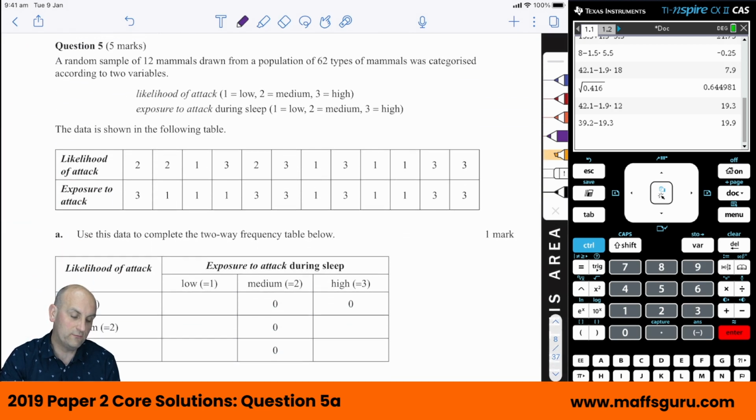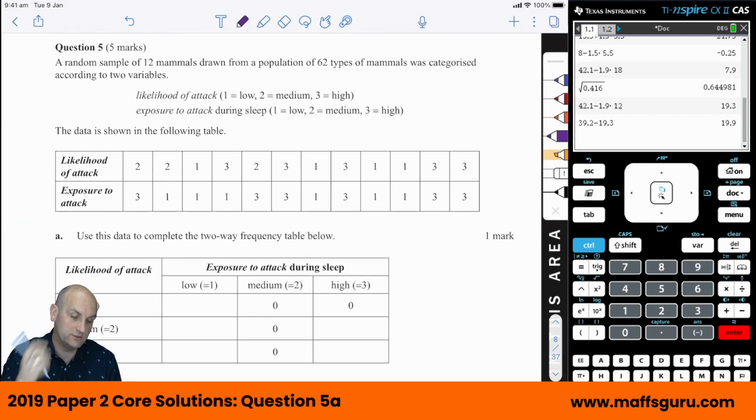All right, question number five. A random sample of 12 mammals drawn from a population of 62 types of mammals was categorized according to the two variables. Likelihood of attack: low, medium, and high.